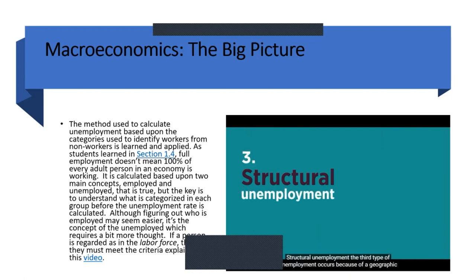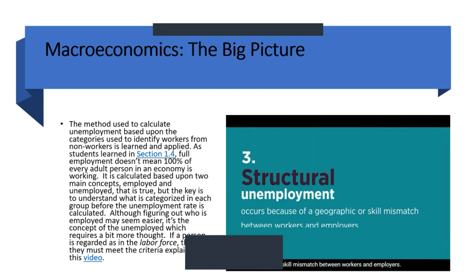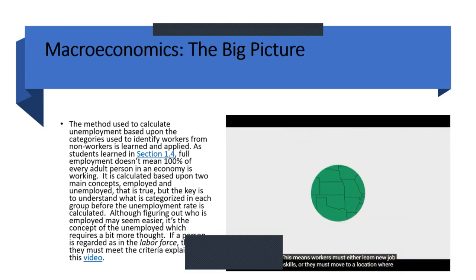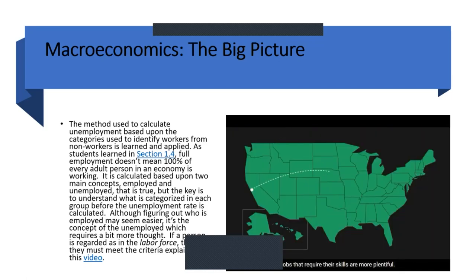Structural unemployment, the third type of unemployment, occurs because of a geographic or skill mismatch between workers and employers. This means workers must either learn new job skills, or they must move to a location where jobs that require their skills are more plentiful.